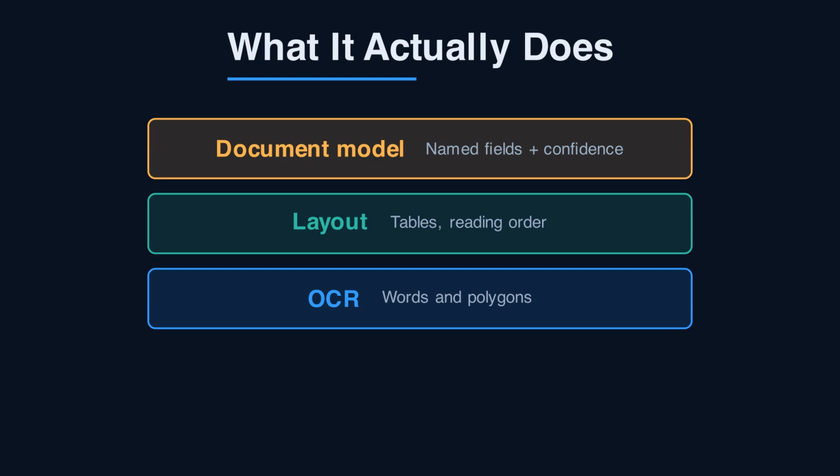A pre-built invoice model knows what a vendor name and an invoice total are. A custom model learns your specific form. Every result also carries a confidence score per field, which is the signal you'll route your human review around.